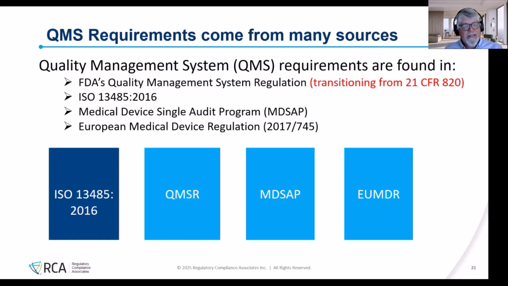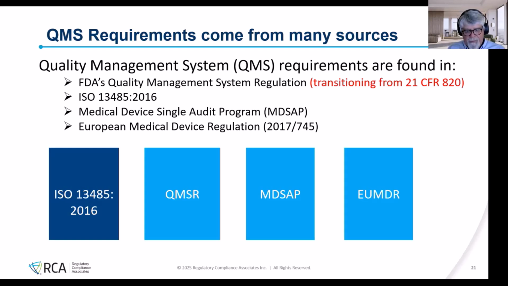So here are some things that we have to pay attention to. First of all, we have ISO 13485:2016. 2016 was a long time ago, but my understanding is the standard is going to get revised shortly. They're in that process. Then we have the FDA Quality Management System Regulation, which is QMSR. This is the FDA transitioning from 21 CFR 820 to 13485. Then you have MDSAP, the Medical Device Single Audit Program, and you have EU MDR. These are some of the big ones that have changed.